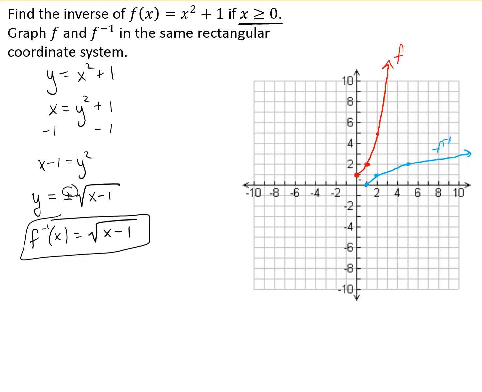So here on our graph of f, we have the point 0, 1. On f inverse, we have 1, 0. On the graph of f, we have 1, 2. On f inverse, we have 2, 1. On the graph of f, we have 2, 5. And on f inverse, we have 5, 2. And so those are indeed the graphs of functions that are inverses of each other.